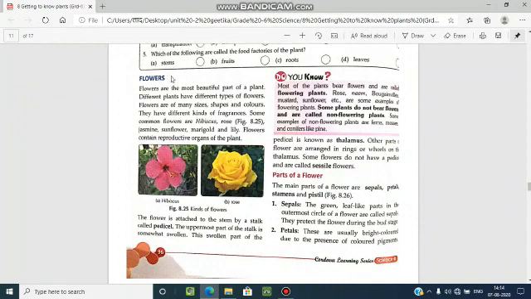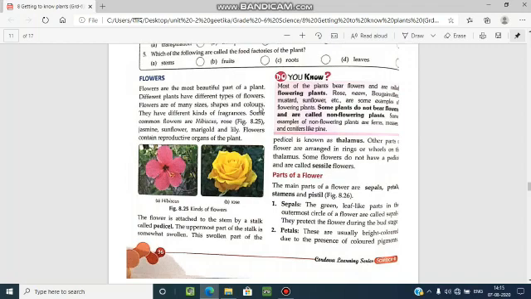In today's session, we are going to learn about flowers. Flowers are, as we see all around us, different types of flowers, colorful flowers. Flowers are the most beautiful part of a plant. Different plants have different types of flowers. We see different types of flowers all around us. Flowers are of many sizes, shapes and colors.